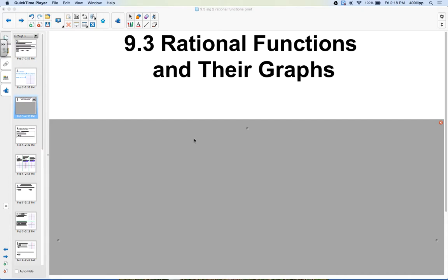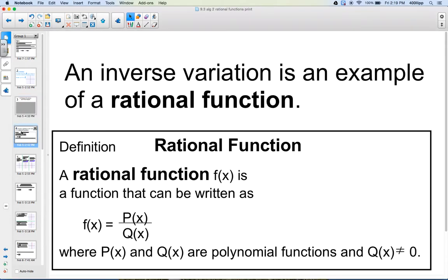Today we are going over 9.3 rational functions and their graphs. So let's take a look at some properties here. An inverse variation is an example of a rational function. And we should think of something that is rational as a fraction. Think of it as a fraction.